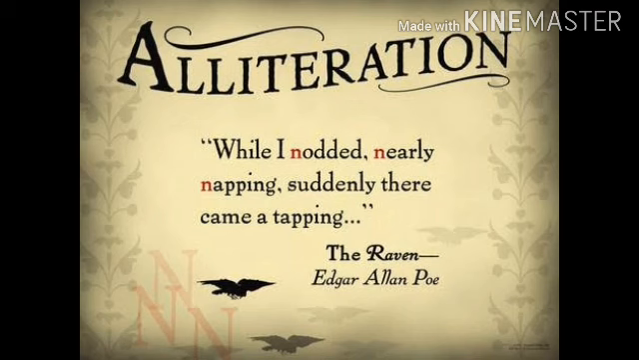Students, let's read this given example. While I nodded, nearly napping, suddenly there came a tapping. So you can easily notice the letter N which has been highlighted. Nodded, nearly, napping. So here repetition of consonant sound we have, which is alliteration.